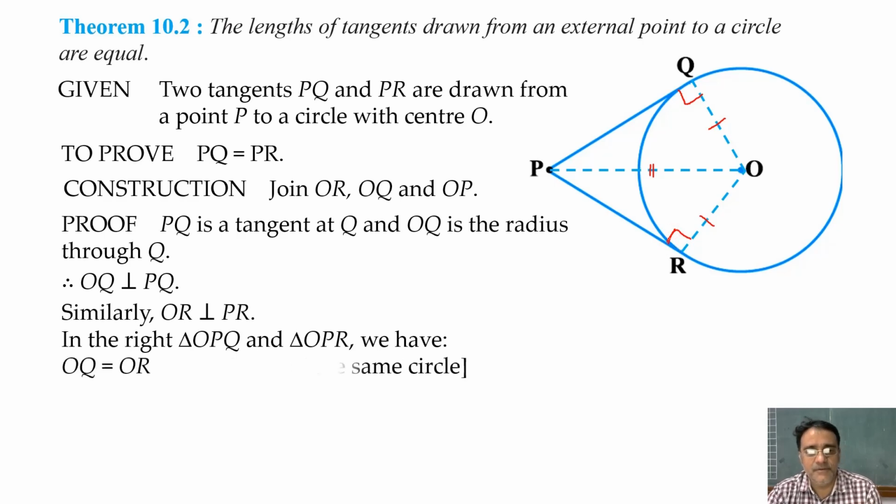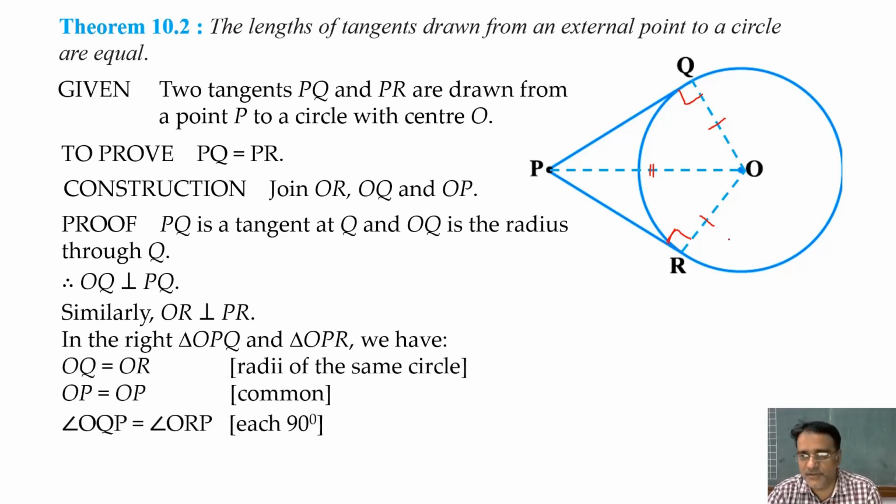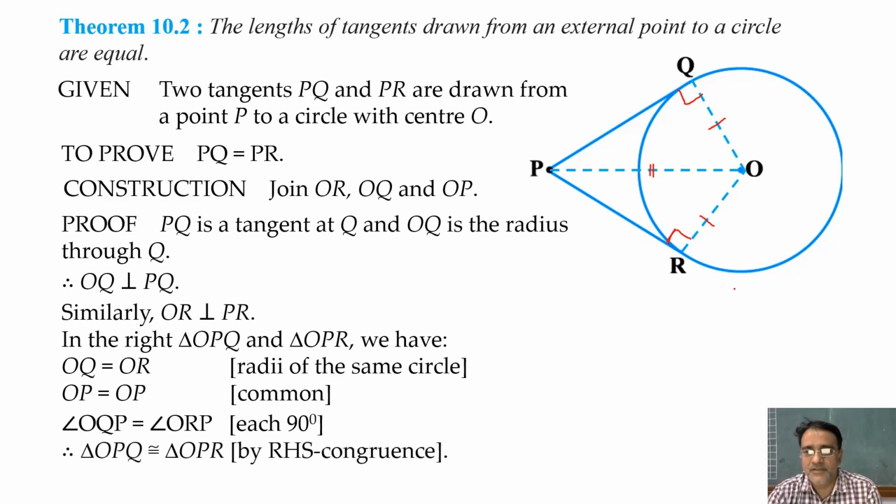Okay, so therefore these two triangles are congruent. By which criteria? RHS. Right, very good. RHS congruence rule. So therefore PQ is equal to PR by CPCT. Any doubt in this theorem?